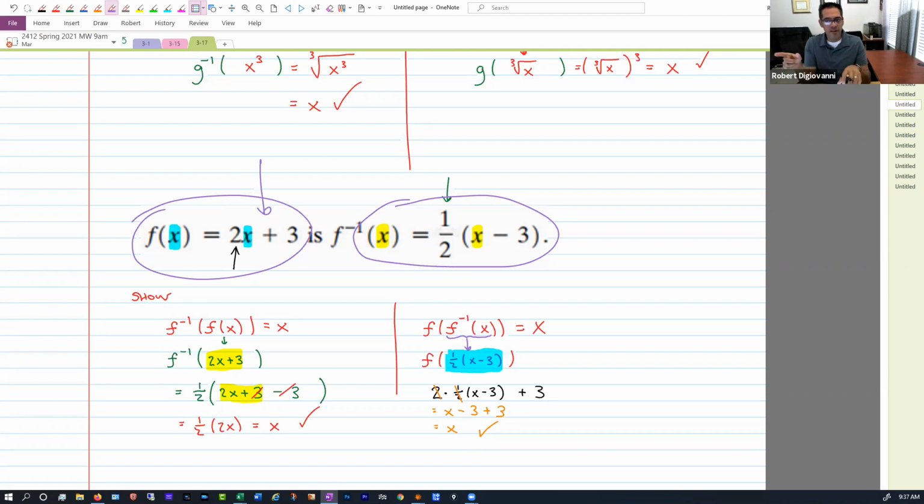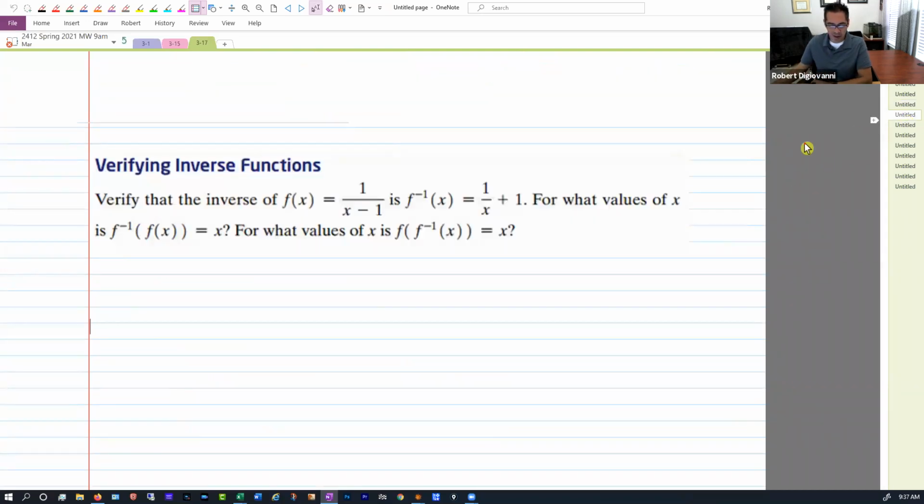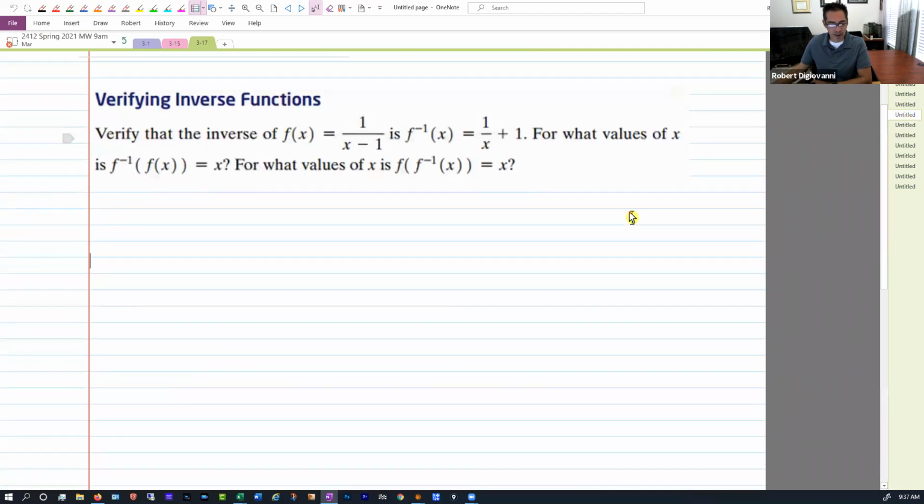You're going to see when we get into the next section with trig stuff, it's not going to be this nice. So we're in a unique situation here, but it's going to change. Okay, what about this one? This one's harder. Same problem. Verify that these are inverse functions. So I'm going to work through this one.